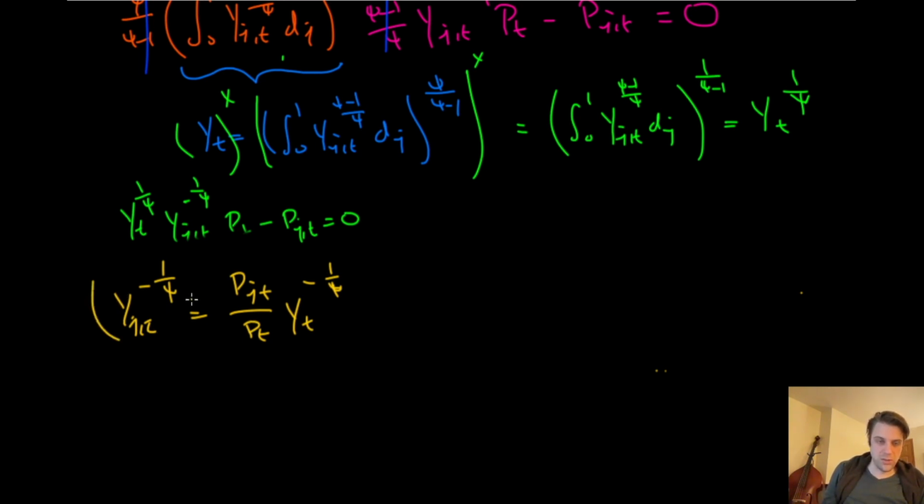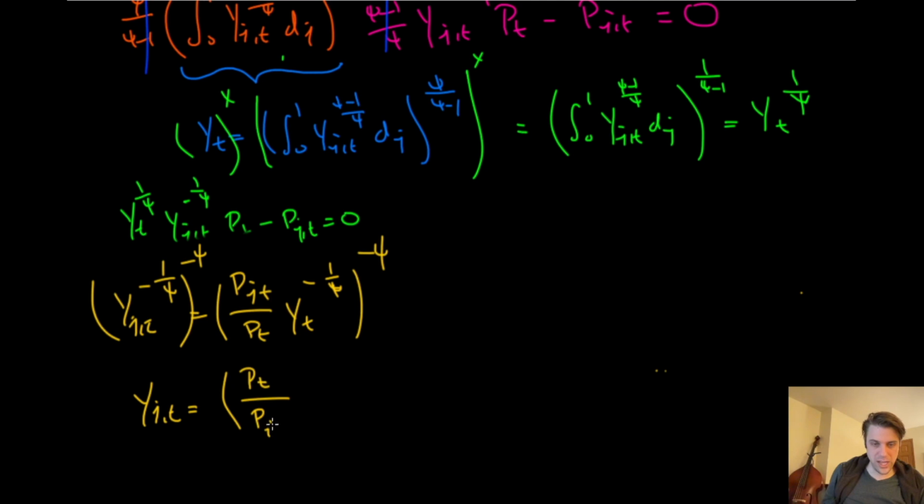What you need to raise it to is minus psi, not minus 1 over psi. So now you multiply together, you get 1, it cancels. So on the left you just have 1, you get yjt. And on the right, I will flip everything, and I will get pt over pjt to the psi times yt to the nothing. And this is the correct answer.